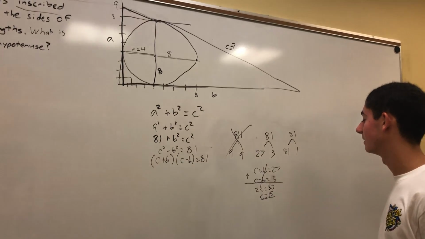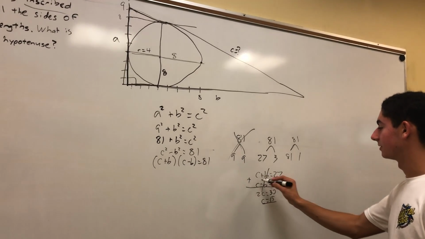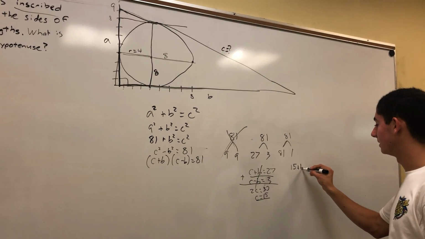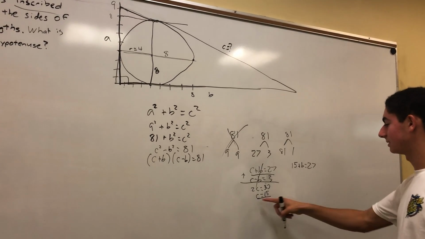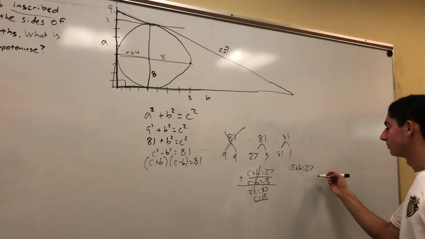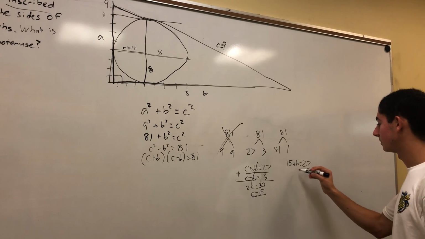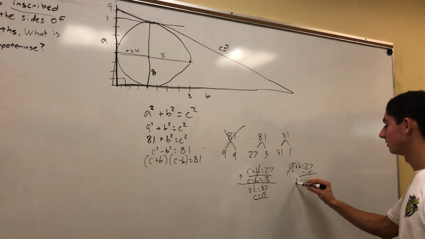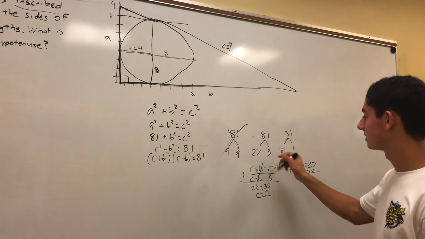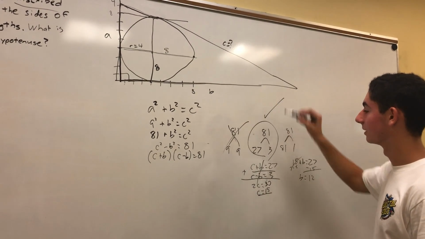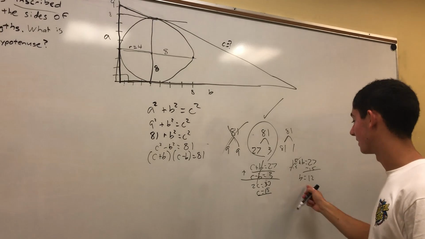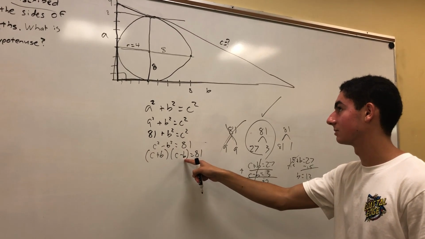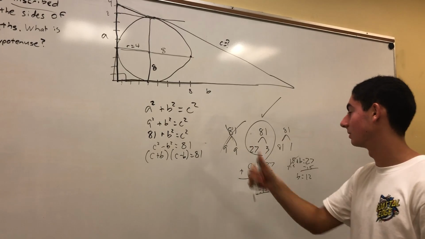We'll plug this back into this equation right here. So 15 plus B equals 27, because C is 15. Just solve for it. 27 minus 15, you get 12 equals B. So 15 and 12, so this works. And we can check it. 15 plus 12 is 27. 15 minus 12 is 3. 27 times 3. So that works.